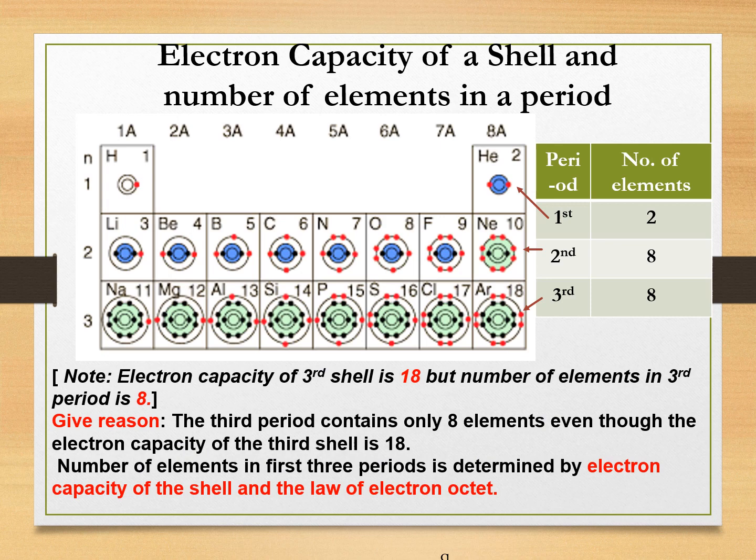Students, the number of elements in the first period is 2, the second period is 8 and the third period is also 8. Just now we have seen that the electron capacity of the third shell is 18, but here the number of elements is 8. Why is it so? This is because it follows two rules. The number of elements in the first three periods is determined by two rules. They are the electron capacity of the shell and the law of electron octet.